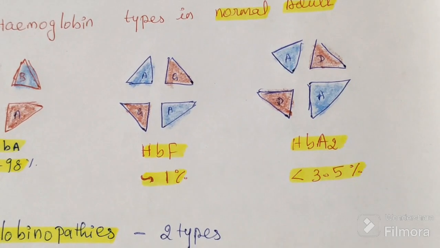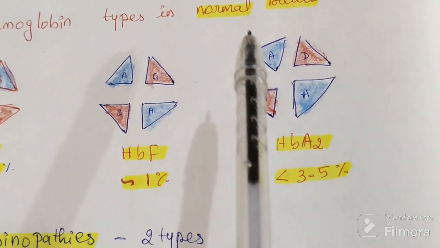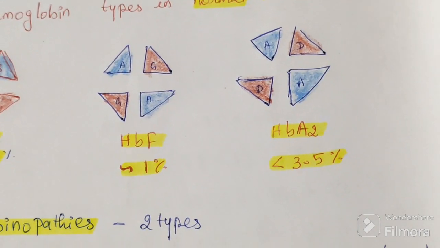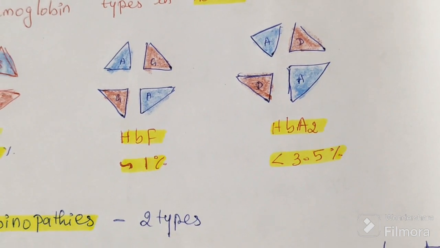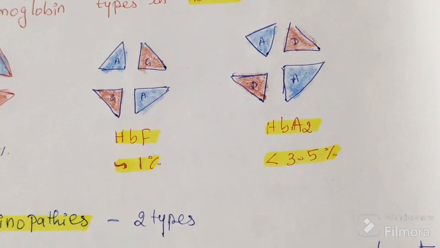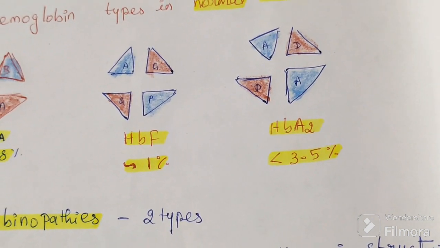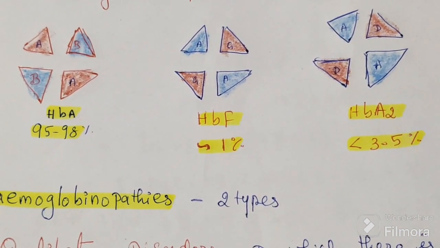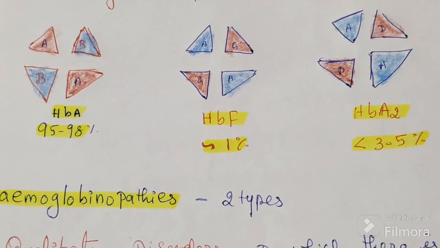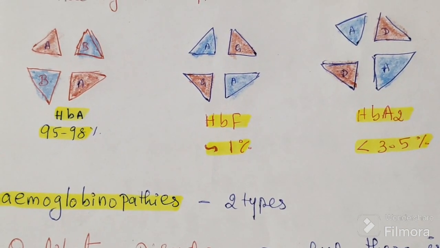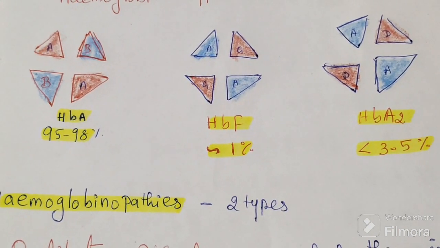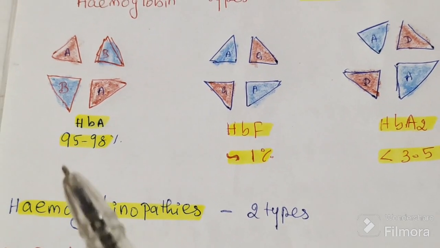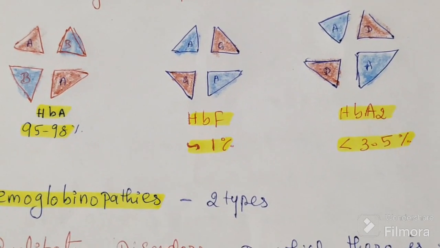If along with 2 alpha, 2 delta chains are present, it is known as HbA2. The concentration of HbA is 95 to 98 percent. It is the major hemoglobin in the human body.